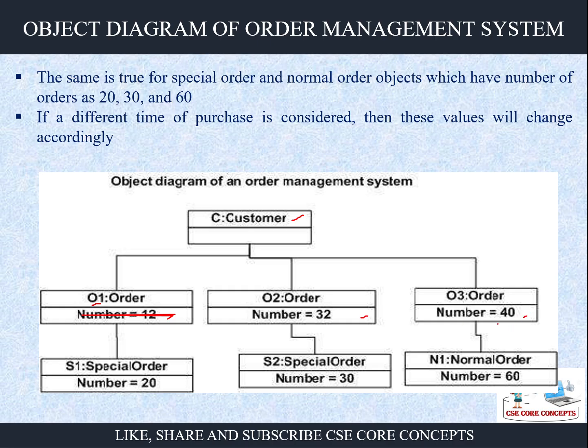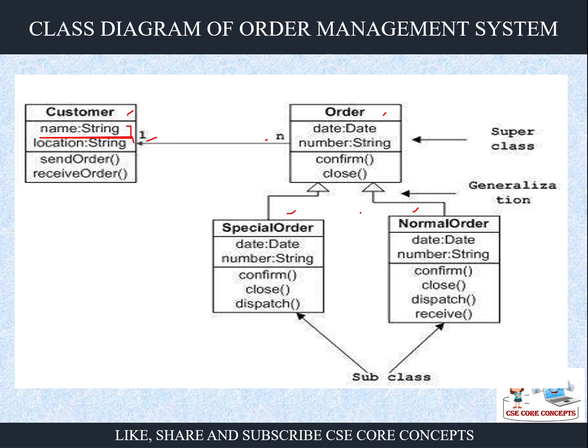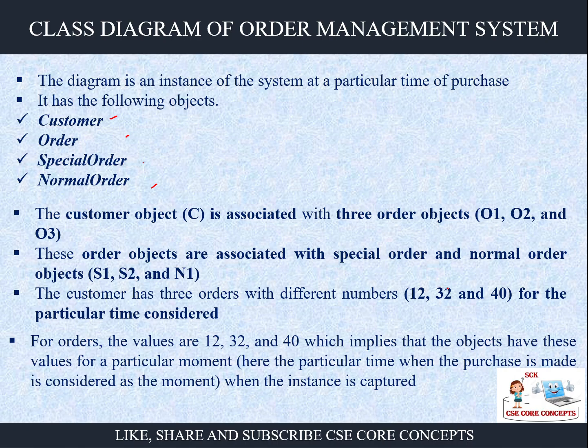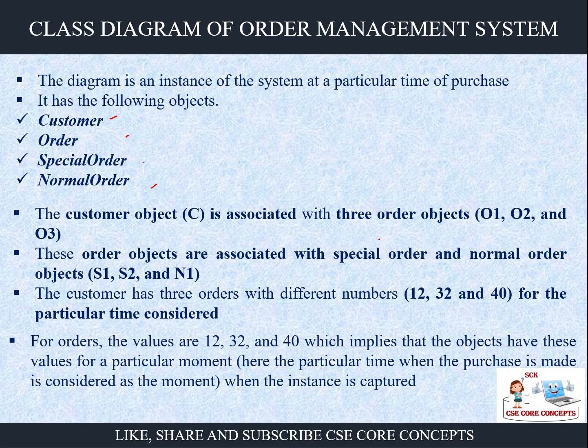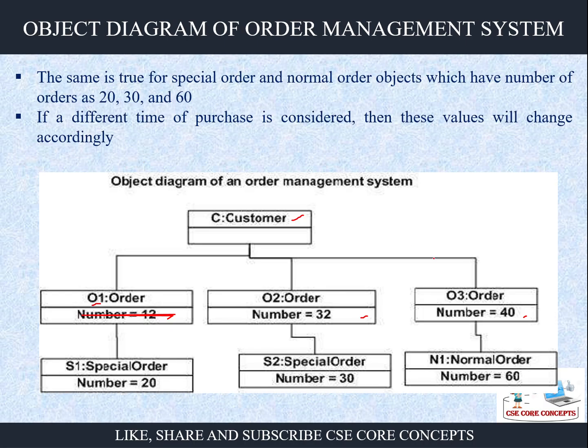Now we have seen in this relationship that the order can either be a special order or a normal order. So here we can say that this is a special order, right? Order number O1 is a special order having number 20. Similarly, order number 2 is a special order and order number 3 is a normal order. So S1, S2 and N1 are what?